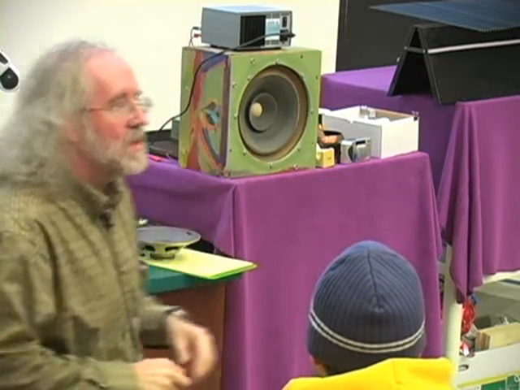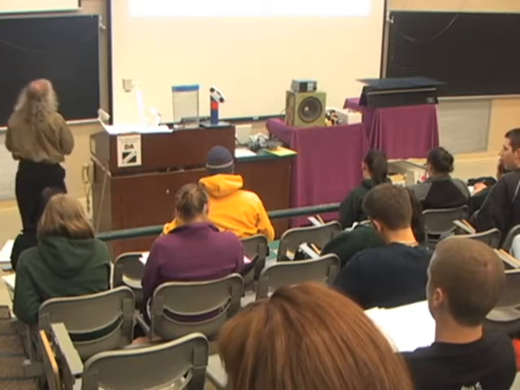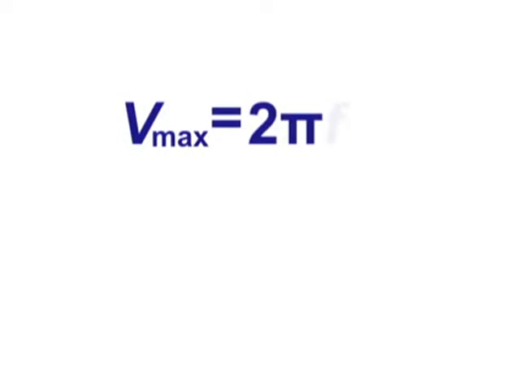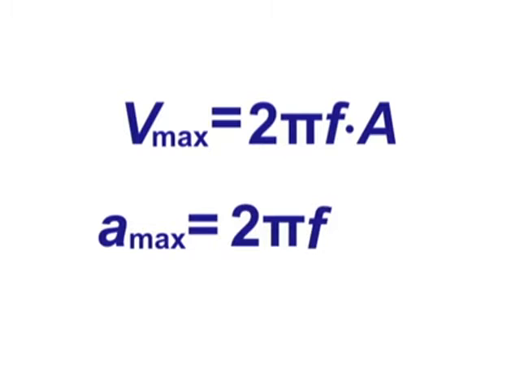Now, remember, we had some relationships that told us what the maximum speed and the maximum acceleration are for a simple harmonic motion. It was this. The maximum speed was equal to 2 pi f times the amplitude. The maximum acceleration was equal to (2 pi f) squared times the amplitude. Those are our two expressions which we're going to need to evaluate.